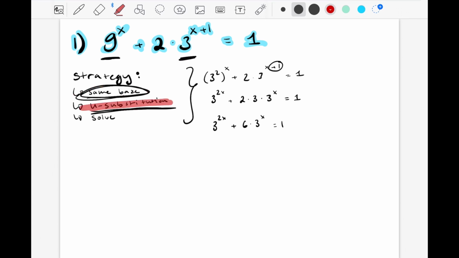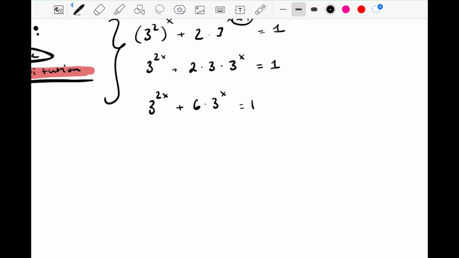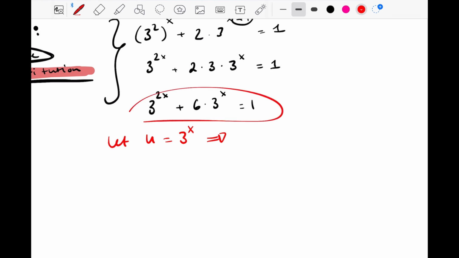The u substitution step. Sorry, I highlighted the wrong part right there. So the u substitution is pretty simple. It just simplifies this equation so we can work with it as something that we're familiar with. So what I will write here is, let u equal 3 to the power of x. So now we rewrite this whole equation in terms of u.